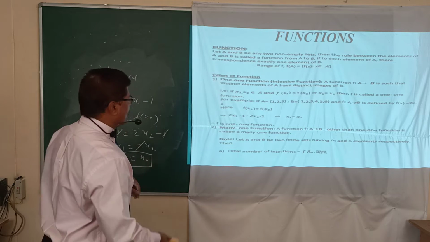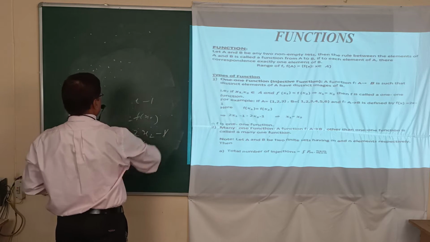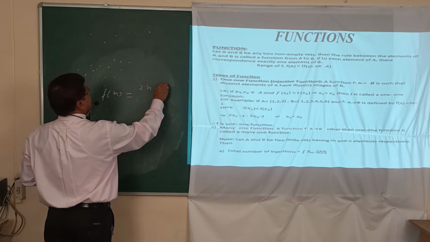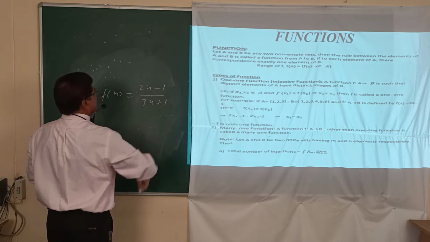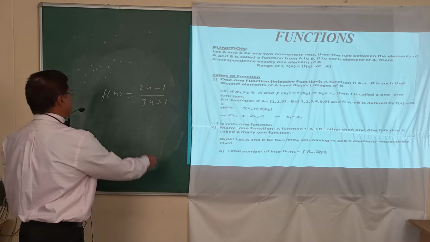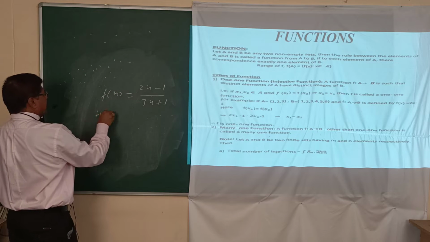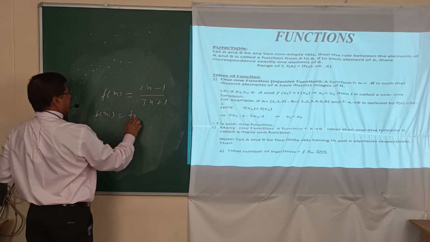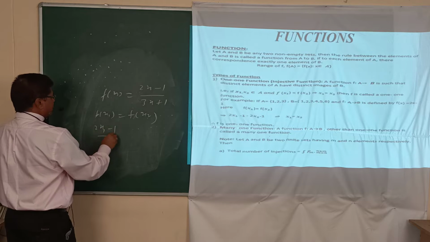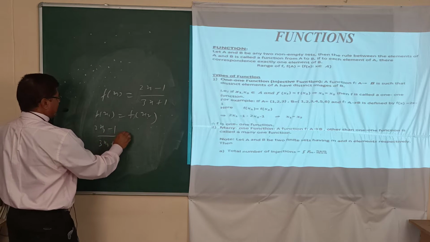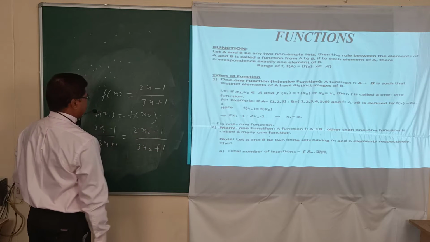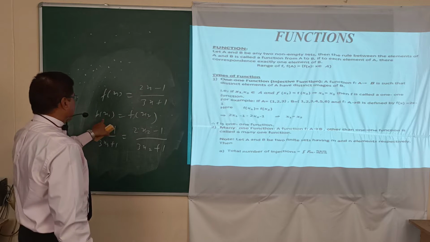One more example, take. If any function f(x) is given as 2x minus 1 upon 3x plus 1, suppose this is any function and you want to prove that this is a one-one function. So if you put the same condition here, f(x1) equals f(x2), put in this one: 2x1 minus 1 upon 3x1 plus 1 is equal to 2x2 minus 1 upon 3x2 plus 1. It means in place of x, we'll put x1 and x2.